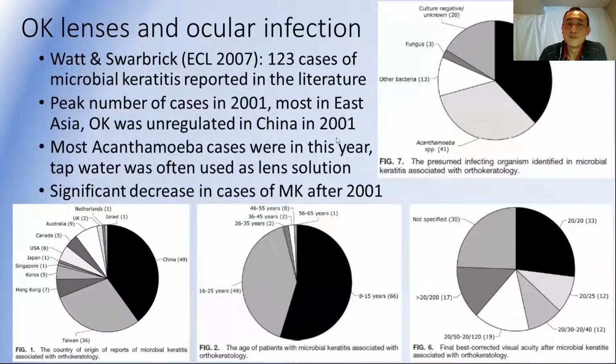But what they found was that most of those cases happened in Asia, where the fitting and follow-up of Ortho-K was unregulated at the time. And people were using tap water and not really cleaning lenses properly, using proper solutions. They were not being followed up properly. And because of that, a lot of infections resulted. After that, Ortho-K became more regulated, and we saw a significant drop in cases of microbial keratitis after that time.